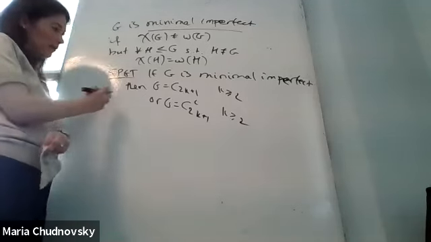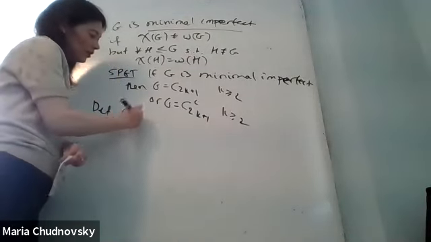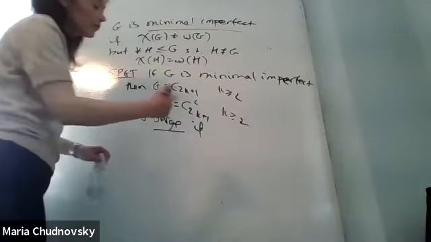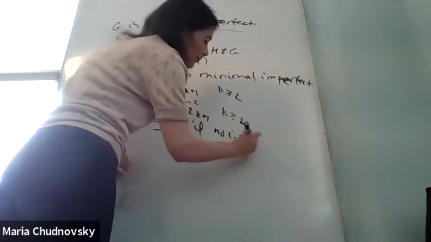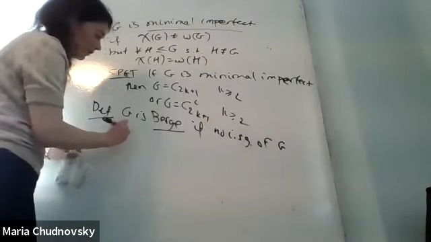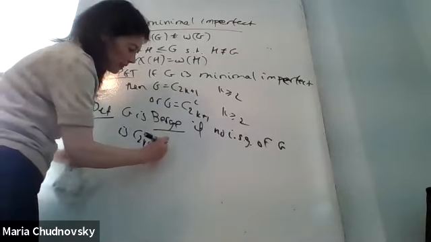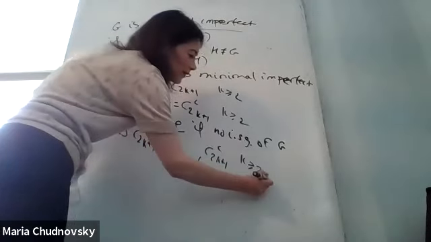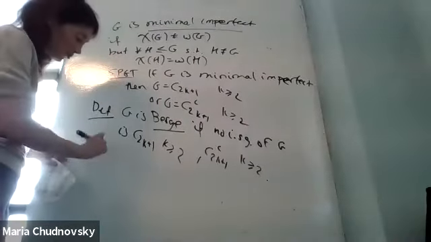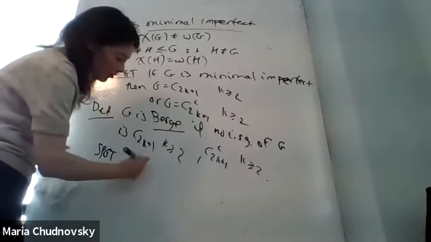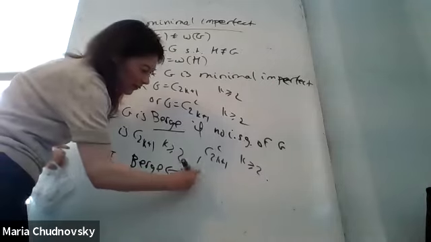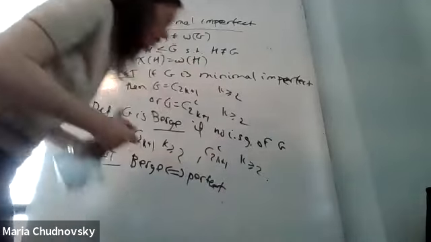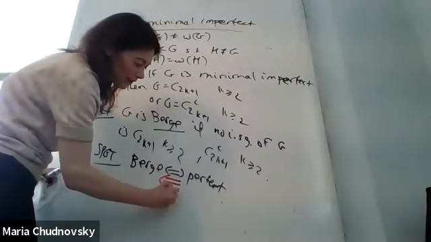All right, so let me give you another definition. G is Berge if no induced subgraph of G is C_{2k+1} with k at least 2, or the complement of C_{2k+1} with k at least 2. And then another way to say the strong perfect graph theorem is: Berge is the same as perfect. And we already said that this direction is easy.